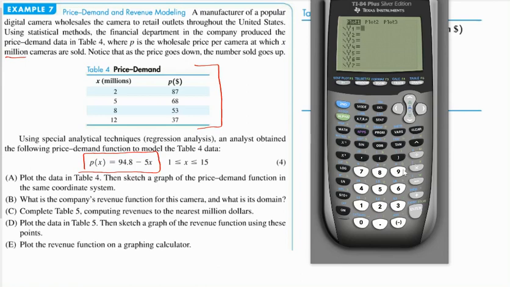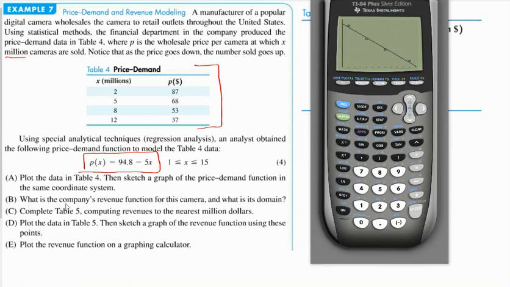Now they wanted us to also plot this price demand function, so we go to y equals, and we type in 94.8 minus 5x, you hit the variable key, we hit enter, and now when we hit graph, it draws our price demand function in there. Remember, this is a model that we calculated to fit the data, and we see that it doesn't hit any of the points exactly, but it stays in between them very well to fit all of the data to the best possible line, and that's known as the line of best fit.